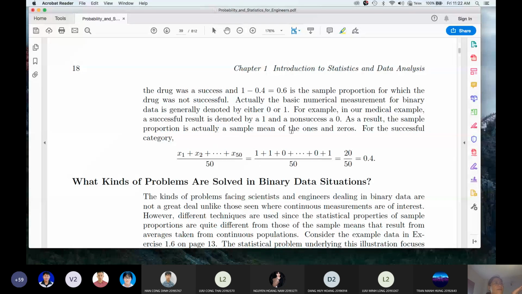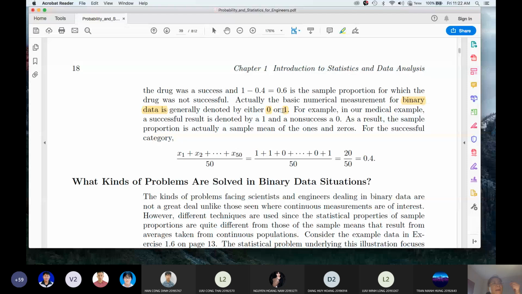And if we have binary data, it means that we denote two values, 0 and 1. 1 means the event A happened, and 0 means the event A doesn't occur. For example, we consider the sample proportion of students who pass this course.